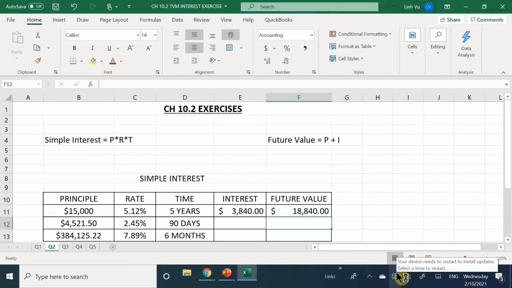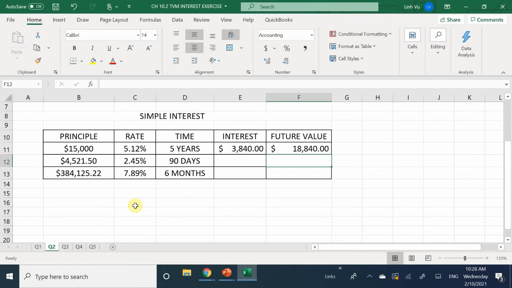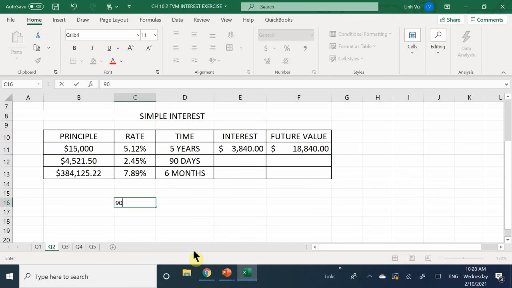18,840. Okay. Now let's look at scenario number 2. I invested $4,521.50. My interest rate is 2.45%, and my time is going to be 90 days. Okay, so let's take a look at that. If I'm supposed to have this in terms of years, what is 90 days equivalent to? 3 months. Okay, so 90 days, you said, is equivalent to 3 months.